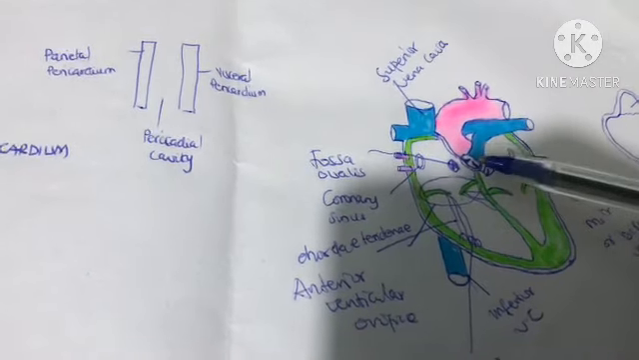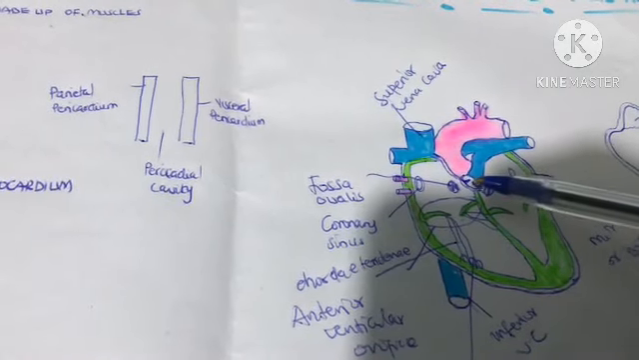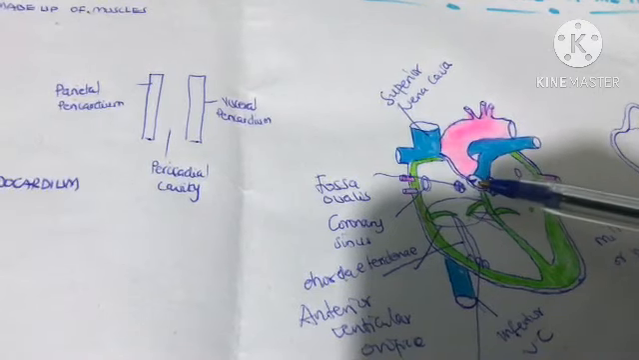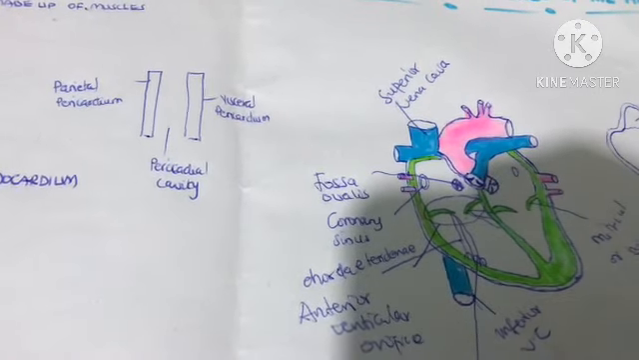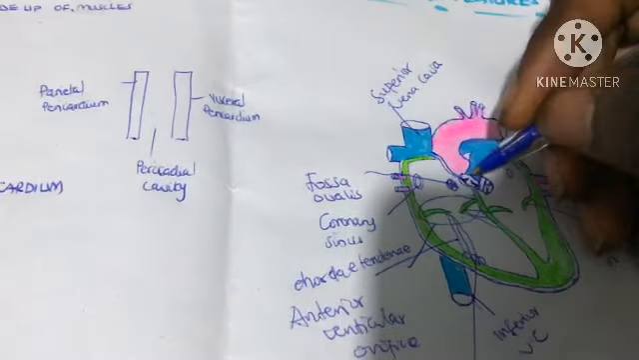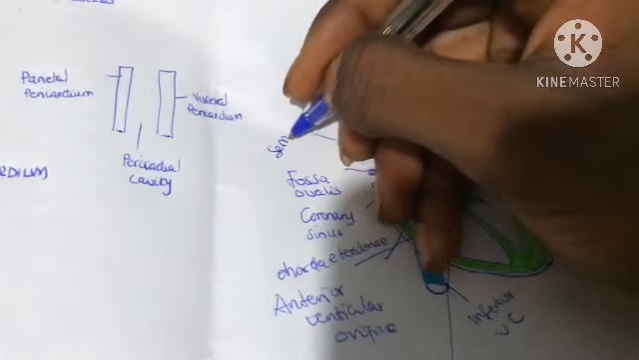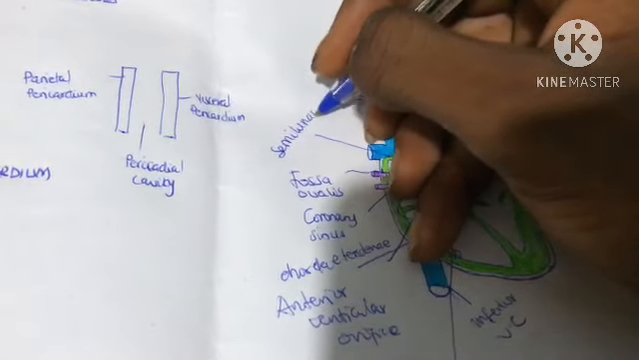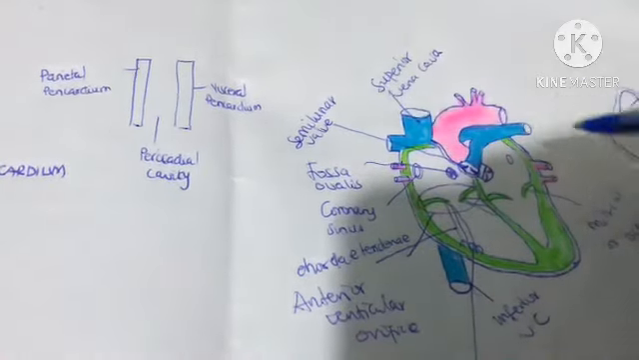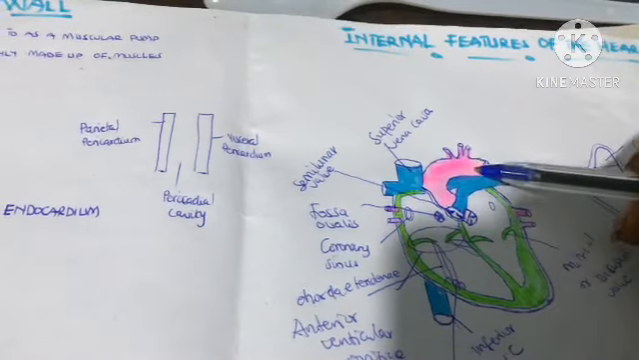The pulmonary trunk also has a valve that guards its opening. This valve looks like half of the moon, so we call this valve the semilunar valve. So this is the semilunar valve of the pulmonary trunk. When you look at the aorta, this is the aorta.